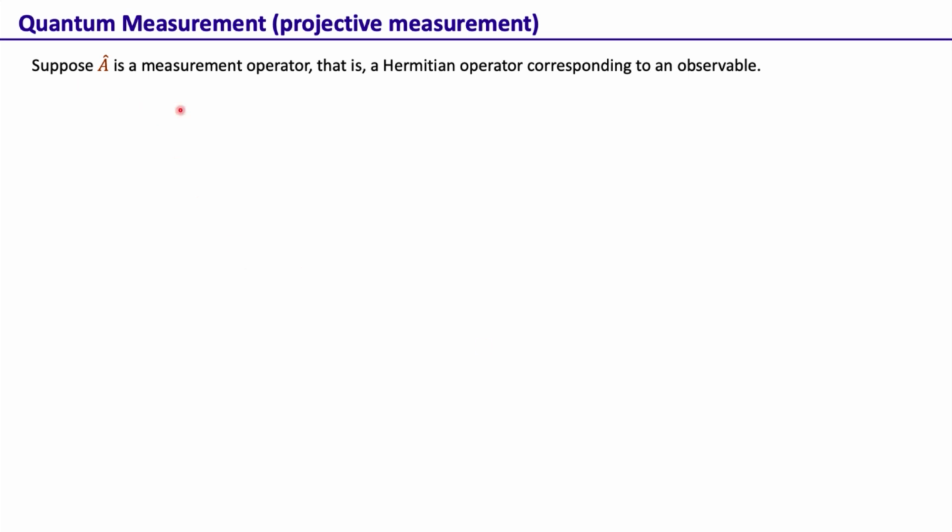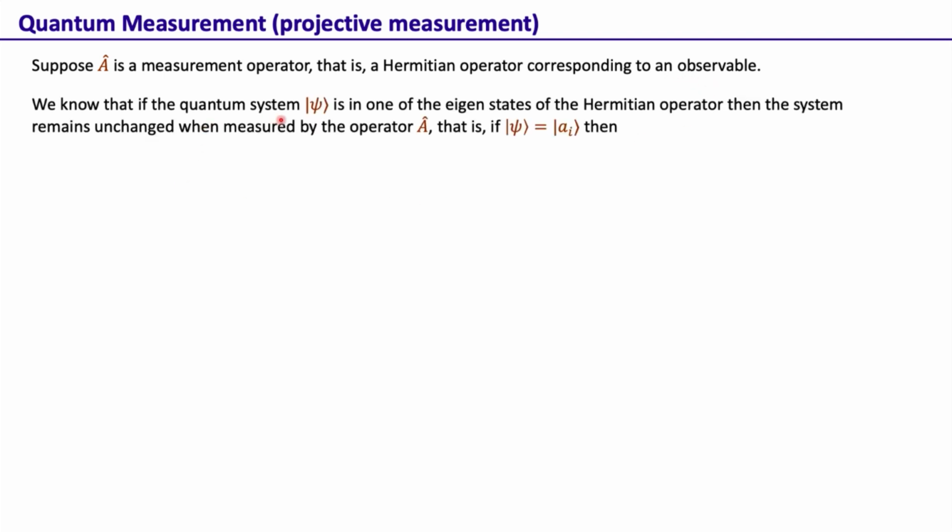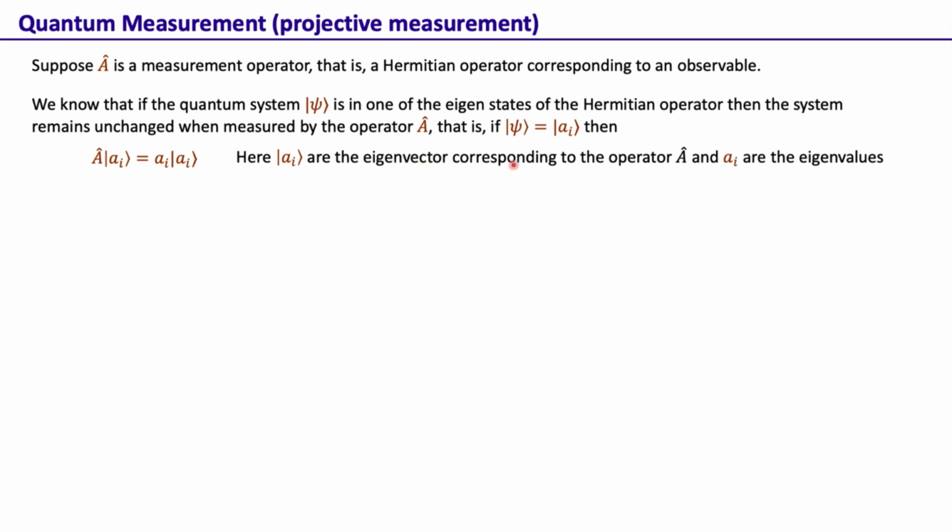Let's say A is a measurement operator, a Hermitian operator corresponding to a dynamical observable. Now we know that if the quantum system psi is in one of the eigenstates of this Hermitian operator, then the system remains unchanged when measured by the operator A. That is, if psi is equal to the ket a_i, where the kets a_i are the eigenstates of A, then if we act on this state with the measurement operator A, the system remains the same. The a_i are of course the eigenvectors corresponding to the operator A, and the a_i are the eigenvalues.